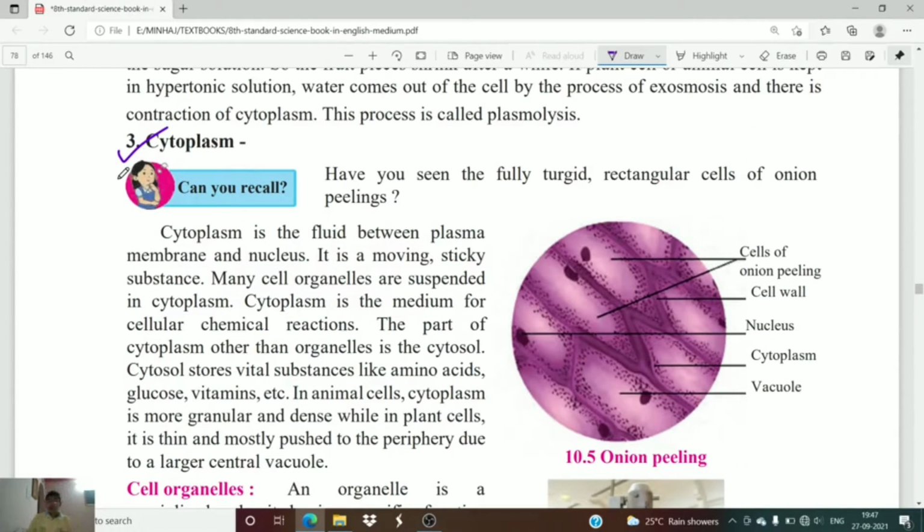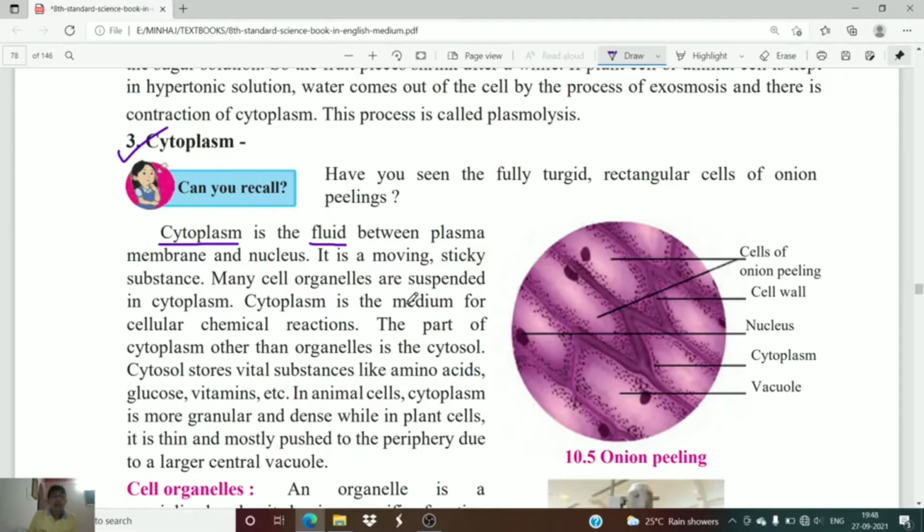So what is cytoplasm? It is the fluid between the plasma membrane of the cell and the nucleus. You will find this particular part of a cell, that is cytoplasm, and it is a fluid. It is a moving sticky substance. It moves and it is a sticky substance.